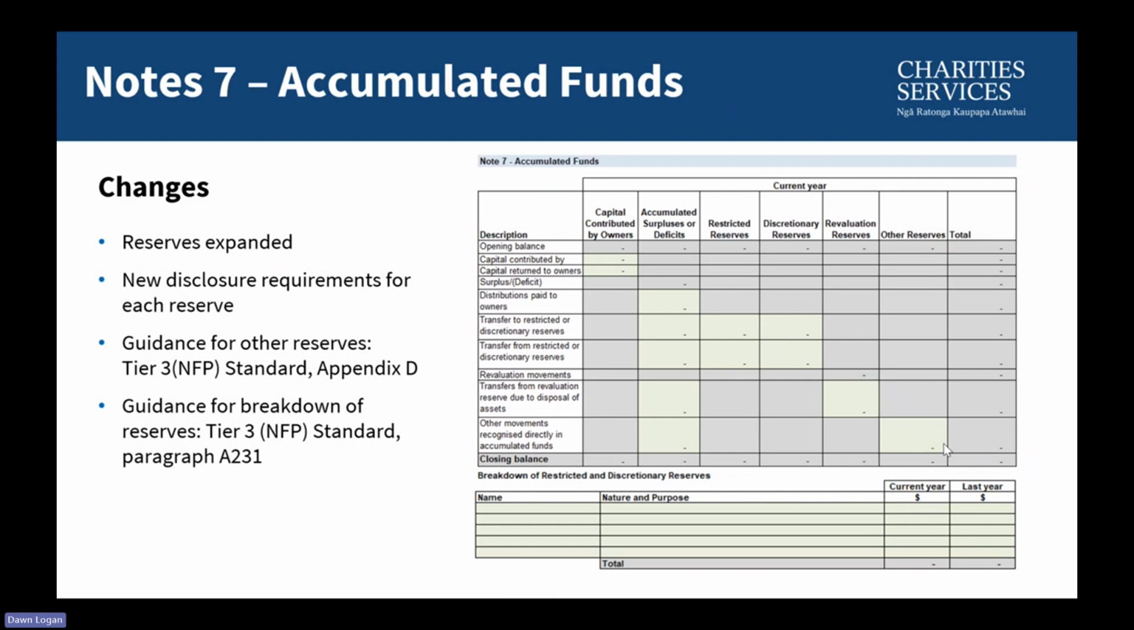In meeting this requirement for discretionary reserves, a charity must disclose a description of the purpose of the reserve, the entity's plans for applying the reserve towards its stated purposes, and when the entity expects the reserve will be applied. For guidance, refer to the standard starting at paragraph A231.